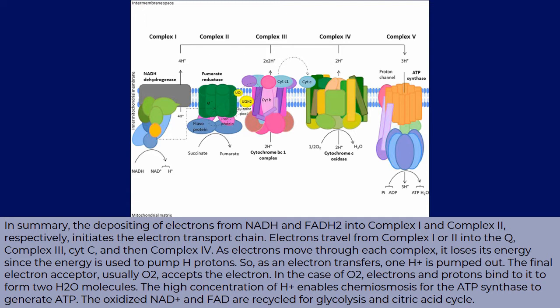The final electron acceptor, which is usually O2, accepts the electron. In the case of O2, electrons and protons bind to it to form 2 H2O molecules. The high concentration of H+ enables chemiosmosis for the ATP synthase to generate ATP. The oxidized NAD+ and FAD are recycled for glycolysis and the citric acid cycle.